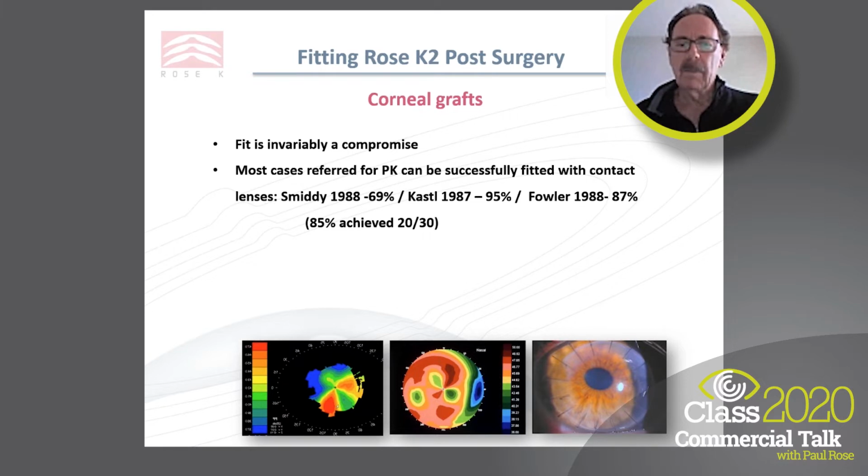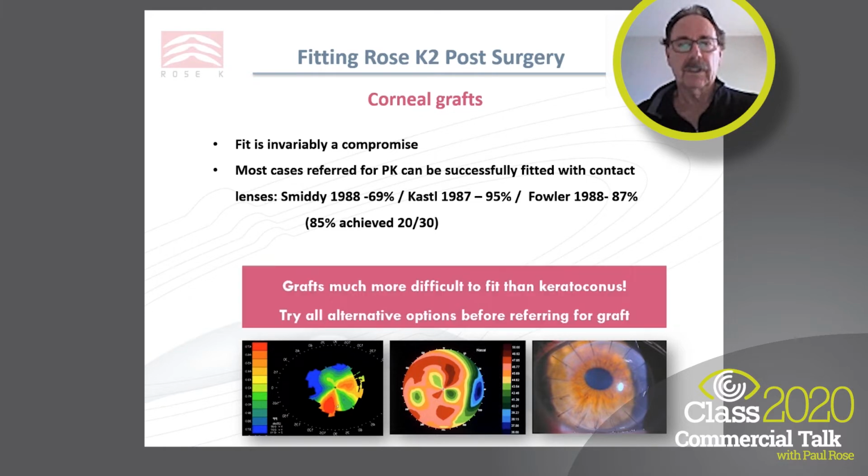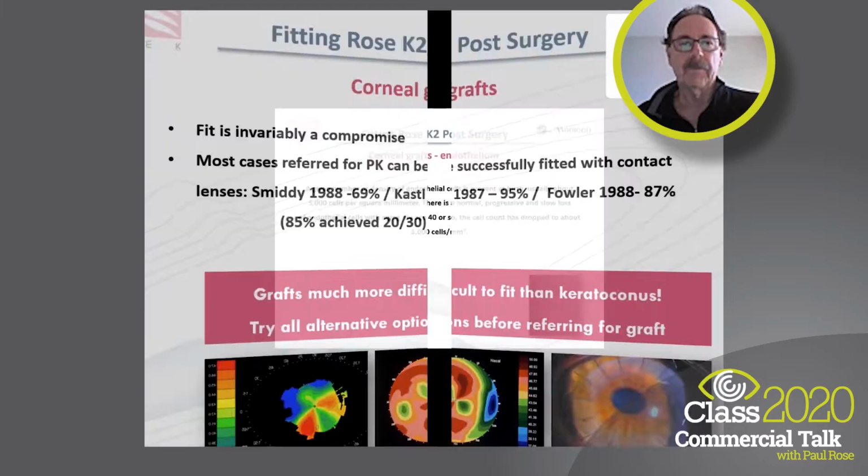So grafts, in my opinion, are much more difficult to fit than a keratoconus. So try every option before you refer for a graft. And it's very interesting to see the graft numbers in the world going down. In New Zealand here, they're under 50% of what it was about 40 years ago. So we're continuing to see designs getting better, materials getting better, manufacturing getting better, and we're able to keep the majority of patients without needing a graft in their lifetime.